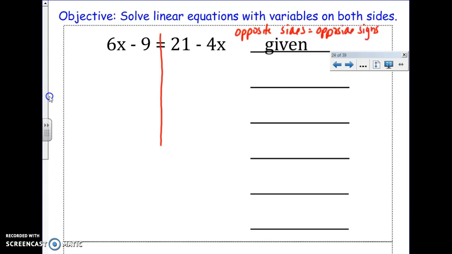Alright, just like if I had to move that -9 to the other side, I would have to use the additive inverse and I'd have to add 9. I'm going to do the same thing with my x term. So which x term is smaller? Turns out the -4 is smaller. So I'm going to go ahead and add 4x to both sides.